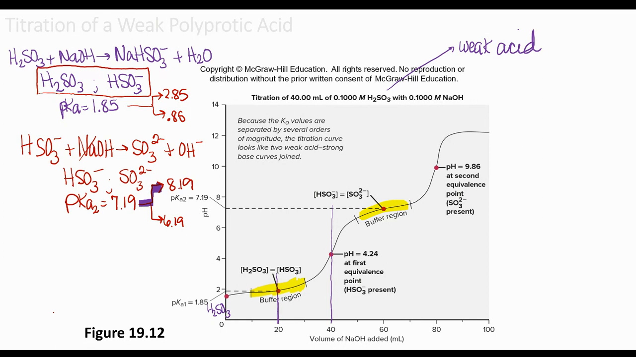Okay, so 6.19 through 8.19. And that is a completely different buffer system. So I want you to realize that you don't mix and match these. So there is no such thing as a buffer with H2SO3 and SO3 2 minus. They are not a buffer. Okay, and then the second equivalence point is the second midpoint there.